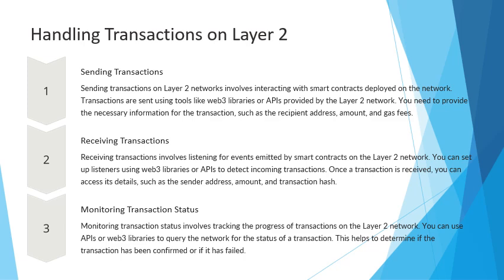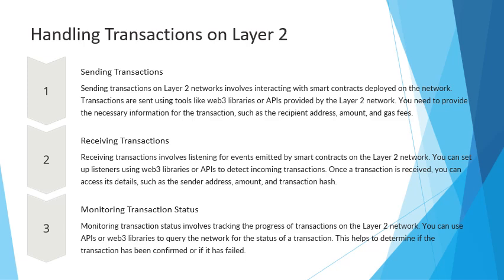Now let us look at handling transactions on layer 2. First, we'll look at sending transactions. So sending transactions on layer 2 network involves interacting with smart contracts deployed on the network. Transactions are sent using tools like Web3 libraries or APIs provided by the Layer 2 network. We need to provide the necessary information for the transaction, such as the recipient address, amount, and gas fees.